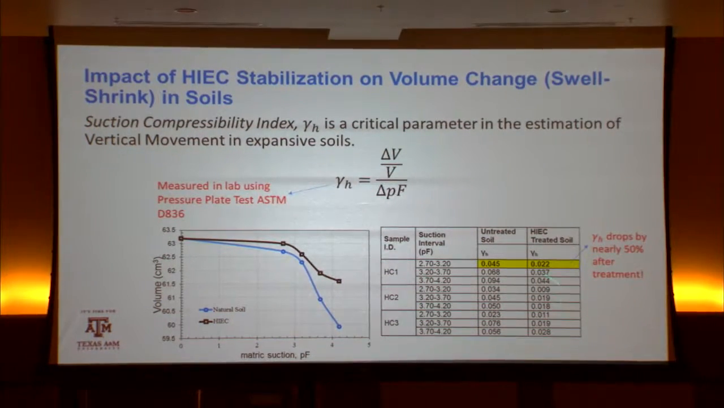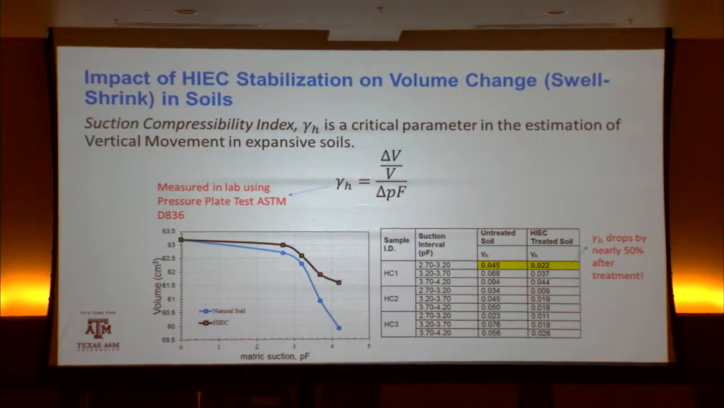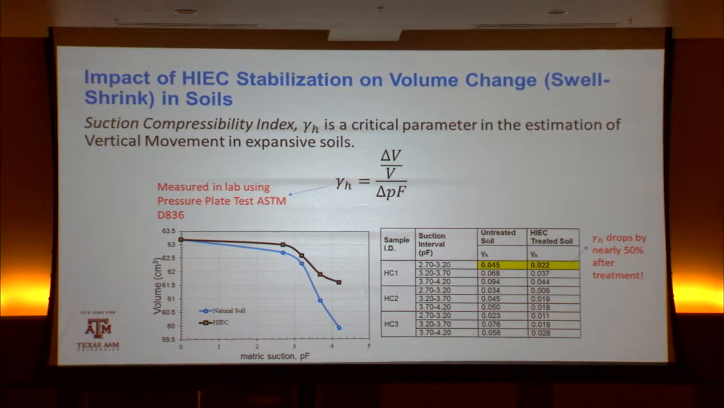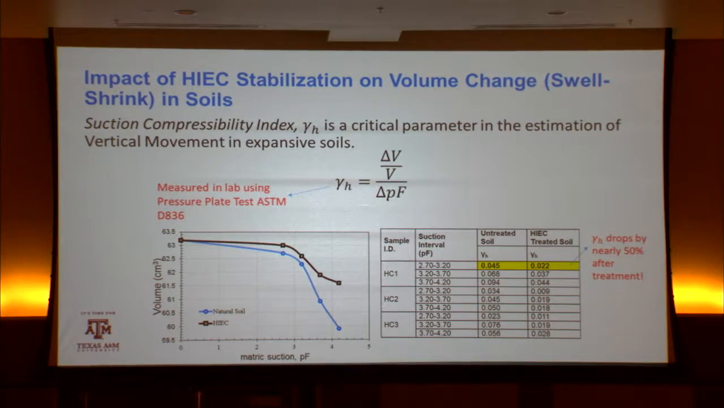You can get these values through what we call a pressure plate test. It's a fairly cheap test to run, and it takes a little bit of experience, but once you have it nailed, it's a very good tool. And what you see here is that the value of the gamma sub H, which is this swell modulus, if you will, is pretty much cut in half by the addition of that acidic stabilizer. So that's a fairly practical way to show that it may work.